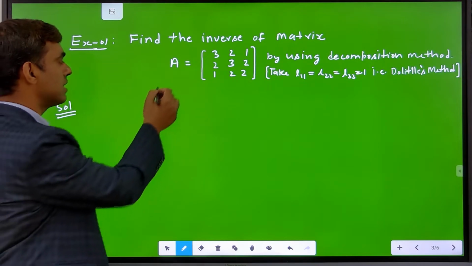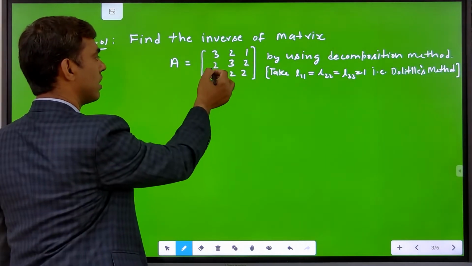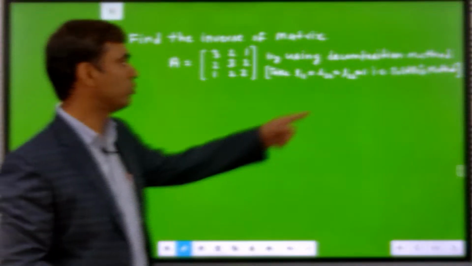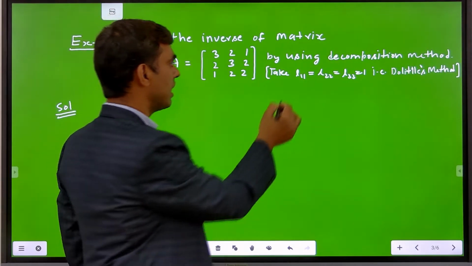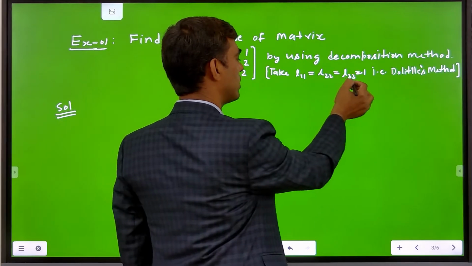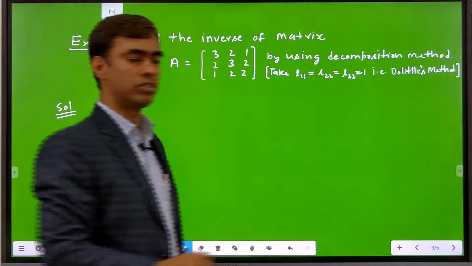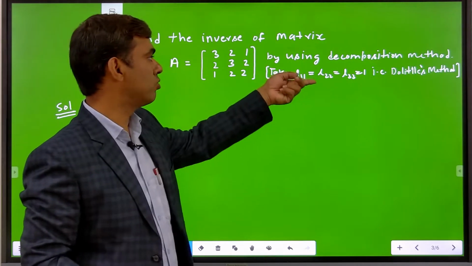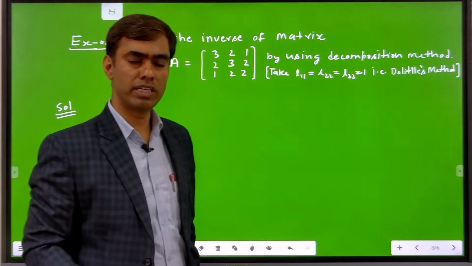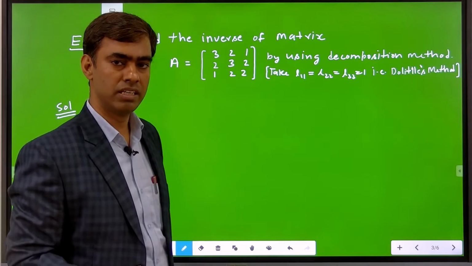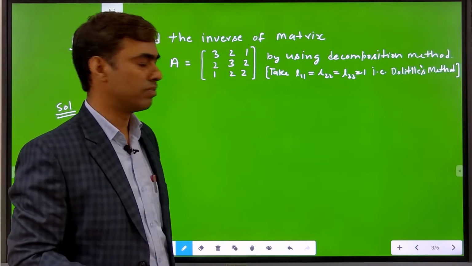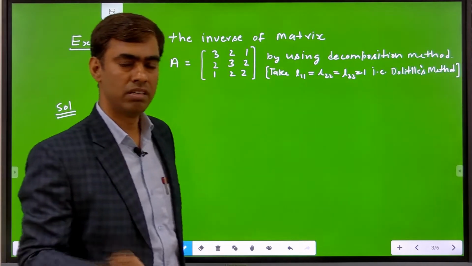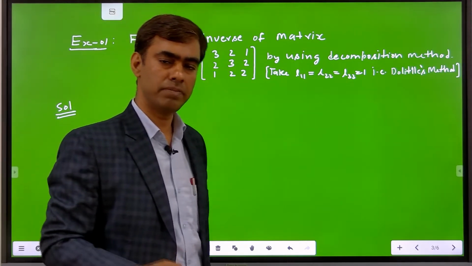The matrix A is given: first row 3 2 1, second row 2 3 2, and third row 1 2 2. By using the decomposition method, take L11 = L22 = L33 = 1, that is the Doolittle method. If this is not given, then it is assumed that if the diagonal elements of the lower triangular matrix are 1, then obviously the method is the Doolittle method. If U11, U22, U33 are 1, then we can only apply Crout's method.